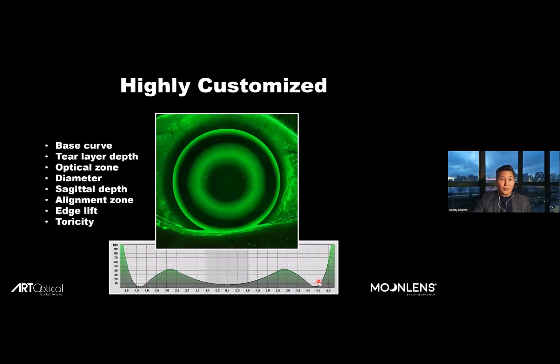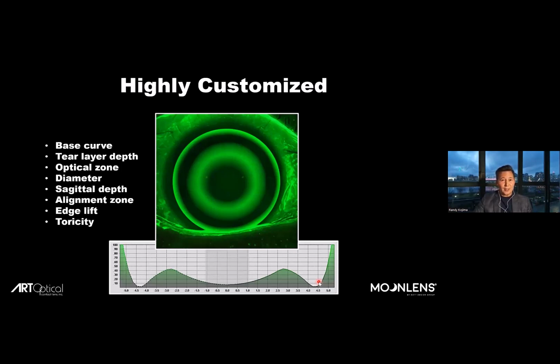And you're going to have, therefore, a highly customized moon lens that is appropriate for base curve, for tear layer depth, the apical clearance, the optic zone size, lens diameter, the alignment zone shape, the alignment zone in both flat and steep meridian, the edge lift, and the toricity.